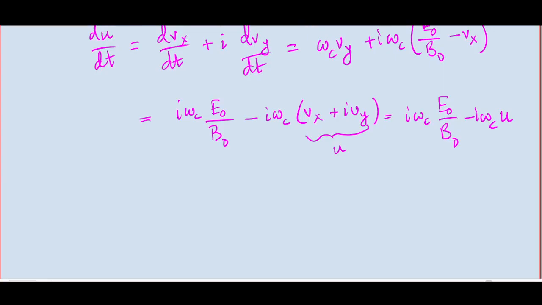Now this equation is of course very simple to solve, and the easiest way to solve this would be to simply divide both sides by u minus E0 by B0 and multiply through by the differential dt. So you get minus i omega_c dt. And now we can do the integration.